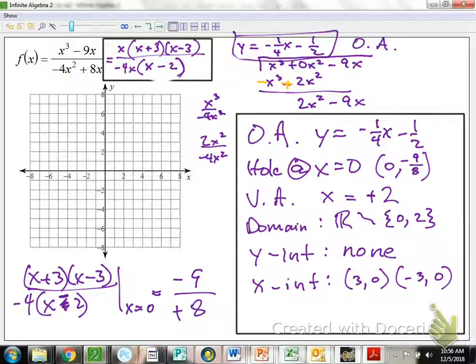I think we're ready to graph. Let's start with that oblique asymptote. Now, when you have an oblique asymptote, it's very important to graph it carefully, because we've got to know which side of that asymptote our function is on. And so use a lot of points there. Y-intercept is negative 1/2, and the slope is negative 1/4. So that's up 1 and left 4, or down 1 and right 4. So that's our asymptote line there.